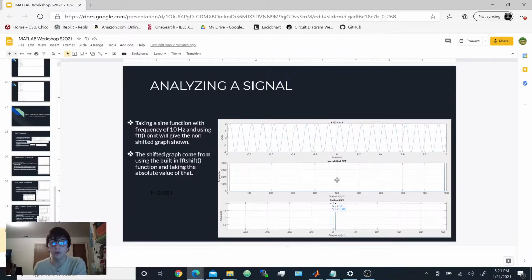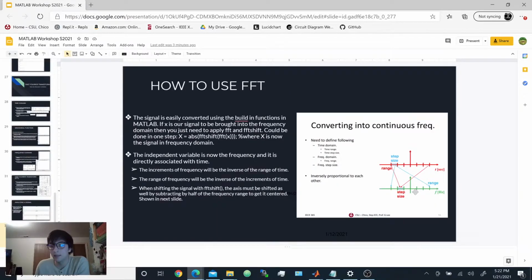Before we shift it, we actually have to convert the time domain to the frequency domain. How we do that is there is an inverse relationship between the range and the step size for both. So our step size for the time domain is inversely proportional to the range of the frequency domain, and the range of the time domain is inversely proportional to the step size of the frequency domain.